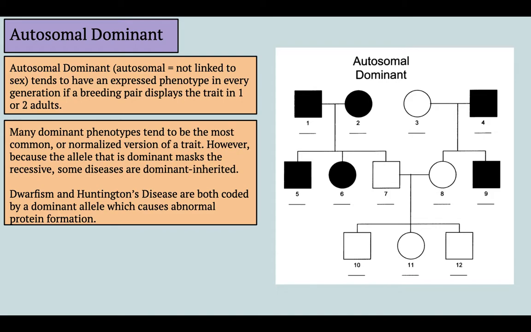Many dominant phenotypes tend to be the most common or normalized version of a trait. So they tend to be what we call normal traits: 5 fingers, right-handedness, brown eyes, brown hair. These are the traits that we tend to see more commonly in a population.